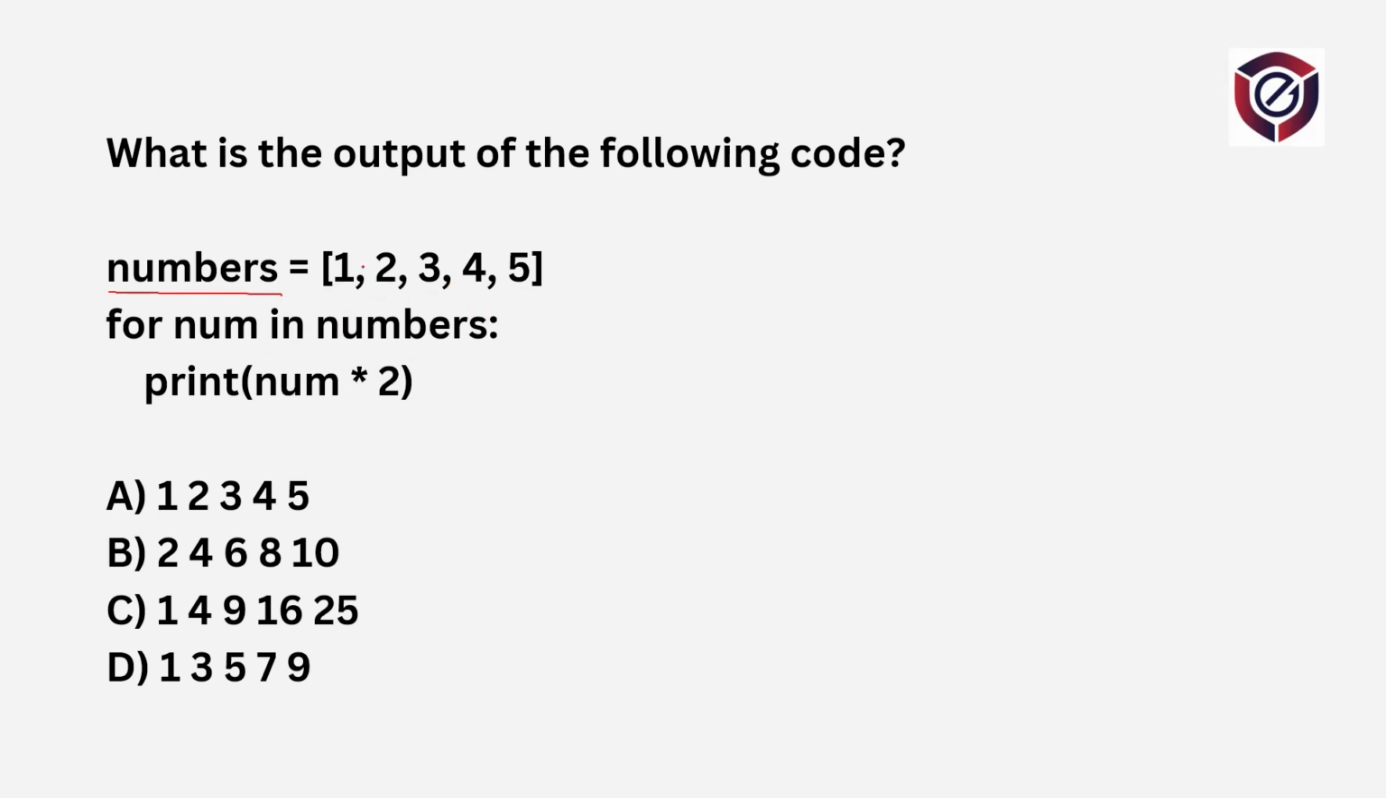Take a number, multiply by 2 and print. 1 into 2, let us guess the output. 1 into 2, that is 2. 2 into 2, 4. Multiply each number by 2. That is what they are printing. 3 into 2, 6. 4 into 2, 8. 5 into 2, 10. So it is printing a sequence of even numbers starting from 2, that is 2, 4, 6, 8, 10. That is option B. Option B is the correct answer, which matches our output. Take each number from this numbers list and multiply it by 2 and print.